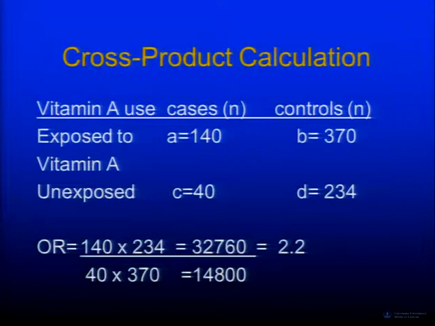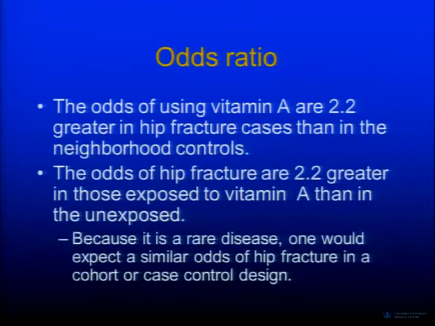Anything else? So, some of your questions will be answered in the future, but what you could say is the odds of using vitamin A are 2.2 times greater in hip fracture cases than in the neighborhood controls, or the odds of hip fracture are 2.2 greater in those exposed to vitamin A than in the unexposed.